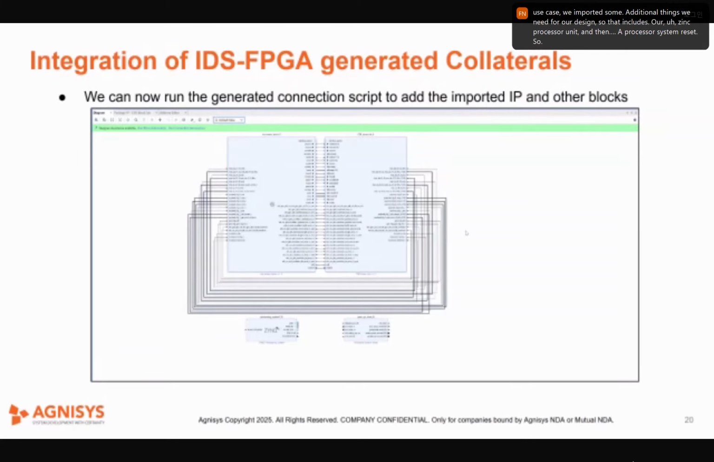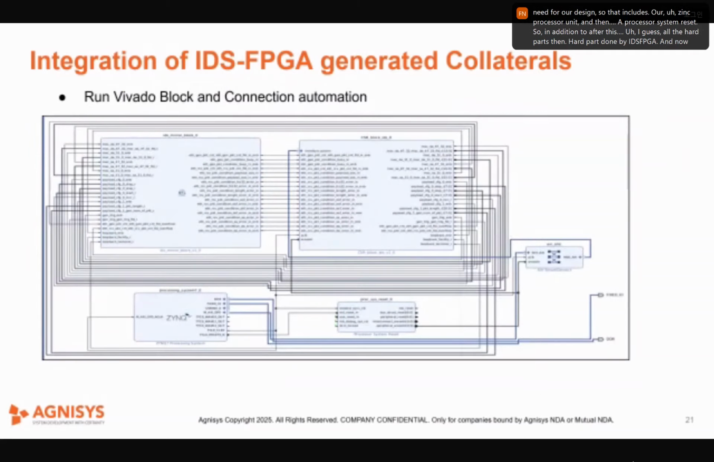So after this, I guess the hard part's done. Hard part done by IDS-Fpga. And now we're just going to run the Vivado block connection and automation. So simple like that. After all the specifications are created, we're just going to run a couple scripts.